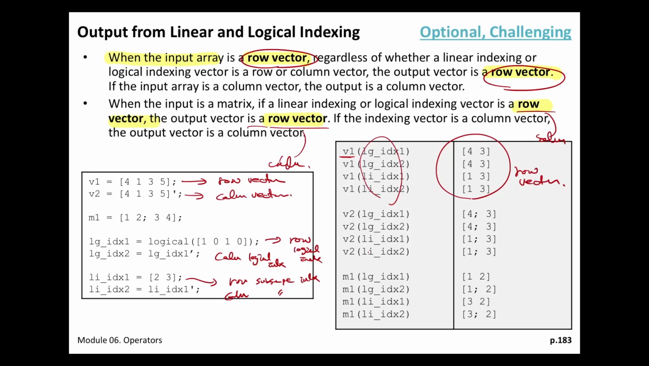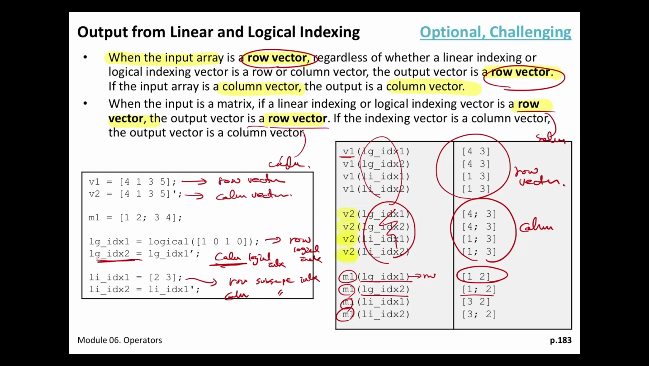Oh, I mixed this part. If the input array is a column vector, the output is a column vector, regardless of the form of the linear and logical indexing vector. So V2 is the column, right? That's why the output form is always a column vector, regardless of this form. But the difference is the matrix. If the index is a row vector, the output is a row vector. Index 2 is a column vector, so the output is a column vector. The same way in linear indexing: this one is a row, so the output is a row vector. This one is a column vector.